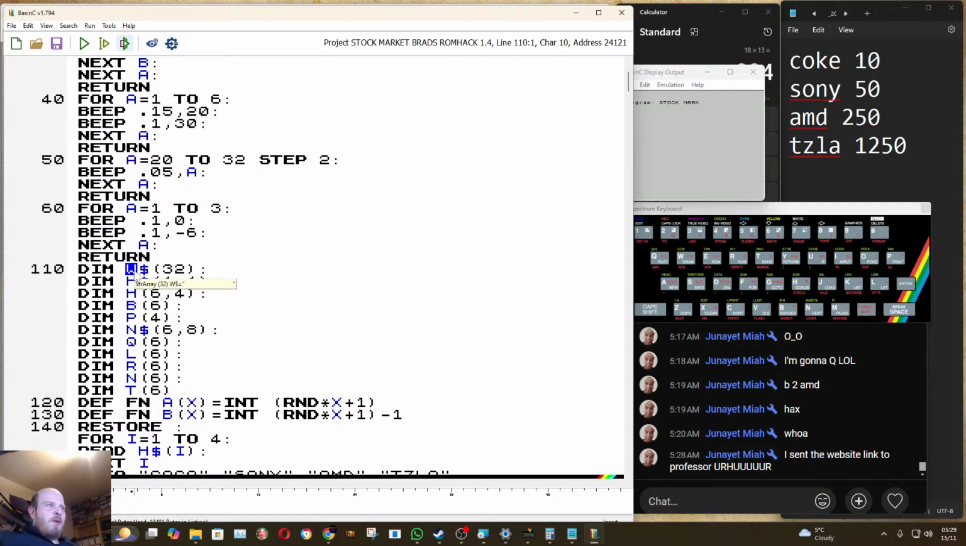So what it's doing is this is a 32 array, right? H is Coca, Sony, AMD, and Tesla. So that's what H is, right? And it's able to find that information. The next H is loads of numbers. The next B is 500 to 24 step 8.